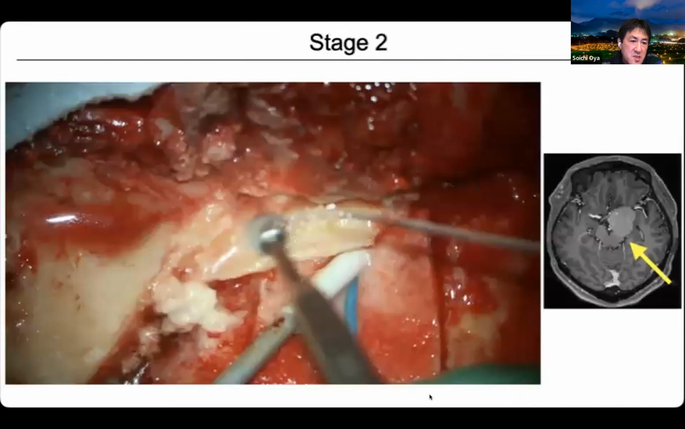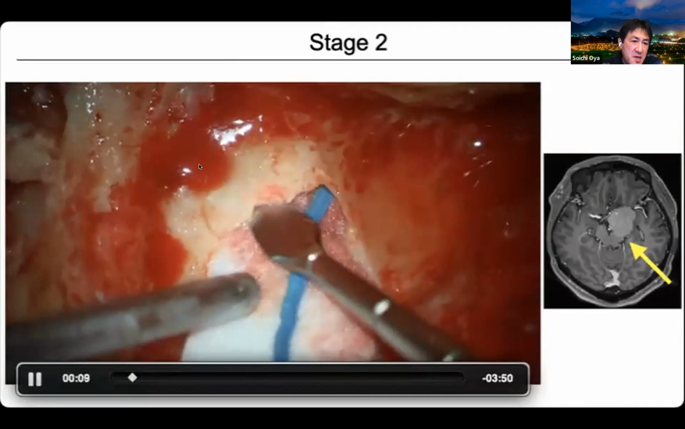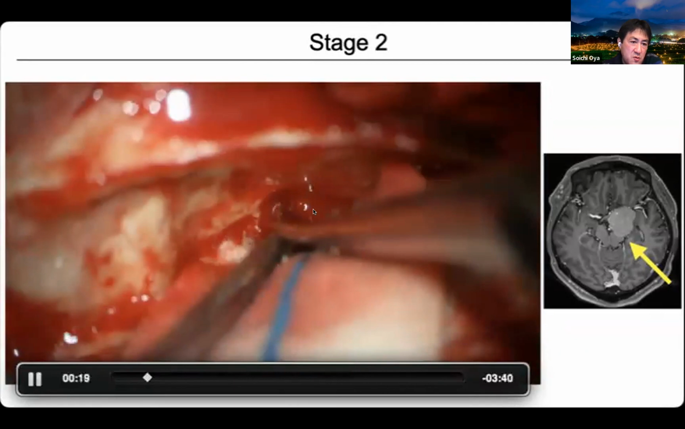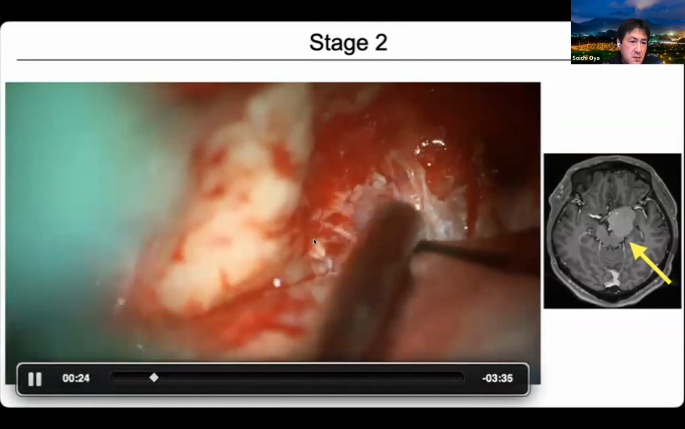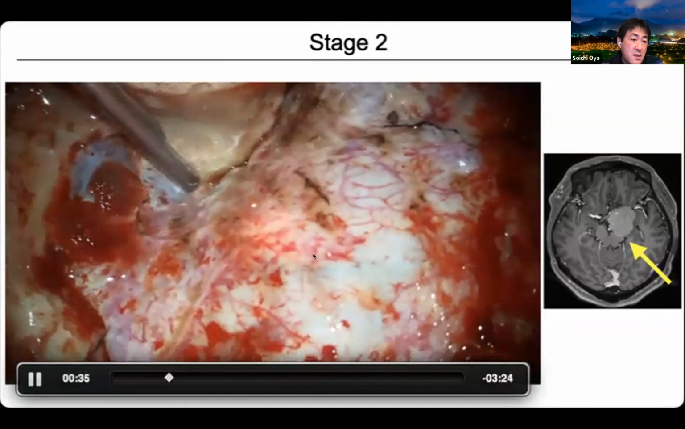The second surgery was done via a left-sided partial petrosectomy. This is the transverse sinus and the sigmoid sinus. Now I'm exposing the sigmoid sinus and the petrous apex. This is the middle meningeal artery, and this is the GSPN. By doing this, I could expose the presigmoid dura and get the posterior exposure of the tumor.